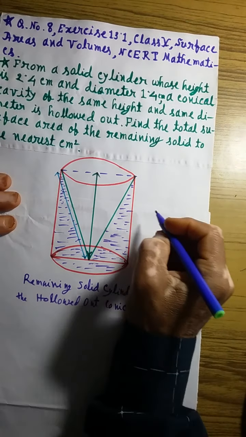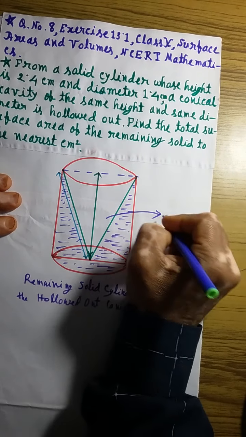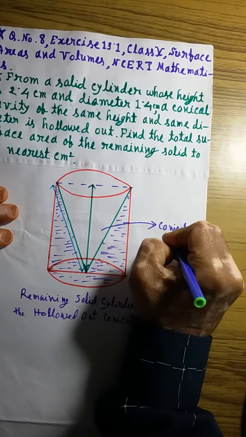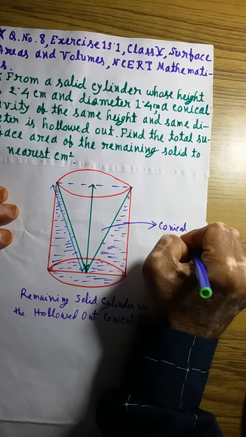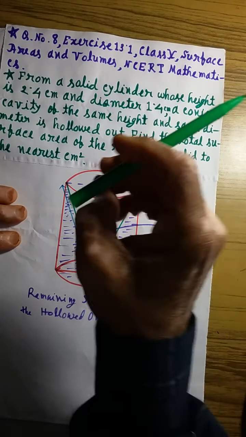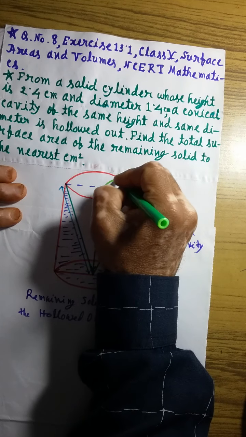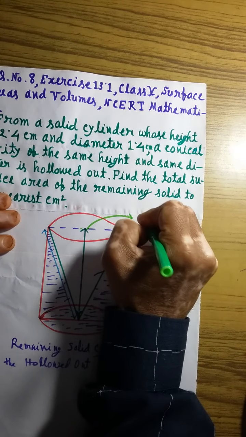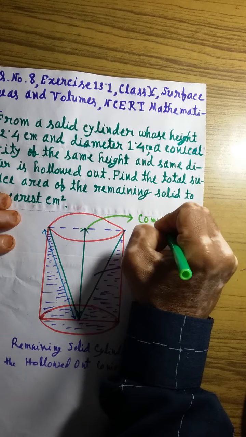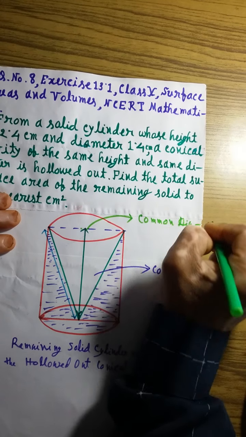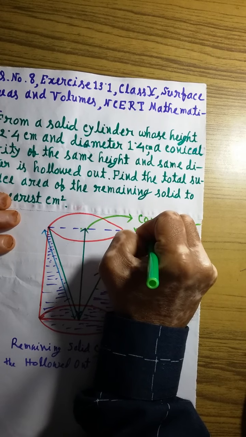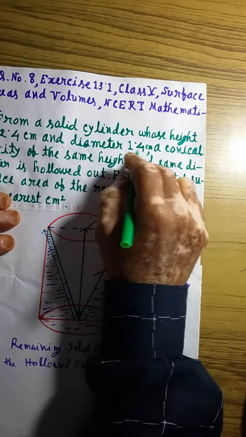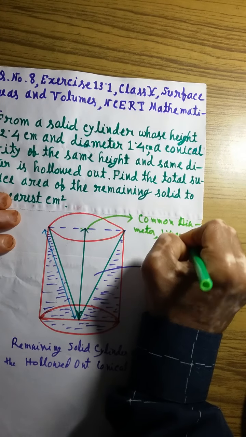After this, write in this way: conical cavity. Right here, common diameter. According to the question, the measure of the common diameter is 1.4 centimeters.